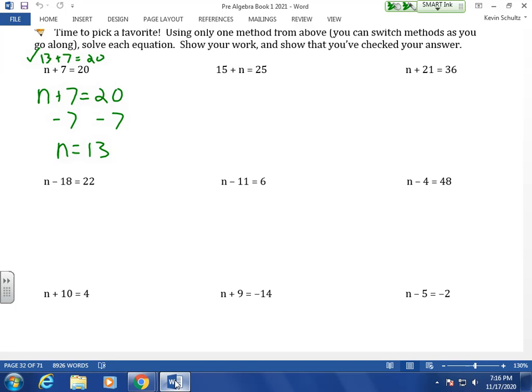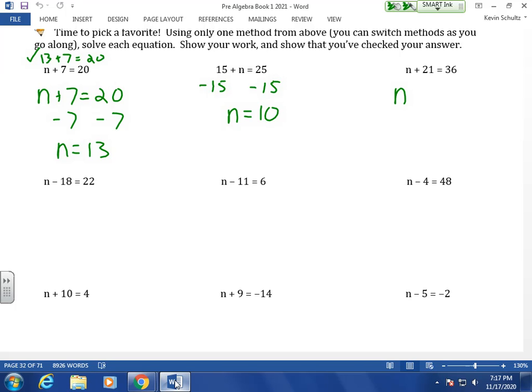And as you saw in the lesson video yesterday, when I did make a mistake, I was able to catch that because I checked it. 15 plus n equals 25. I want to get n by itself. I've got a positive 15, so the opposite of that is subtracting 15. I'm left with n equals 10. And 15 plus 10 does equal 25.